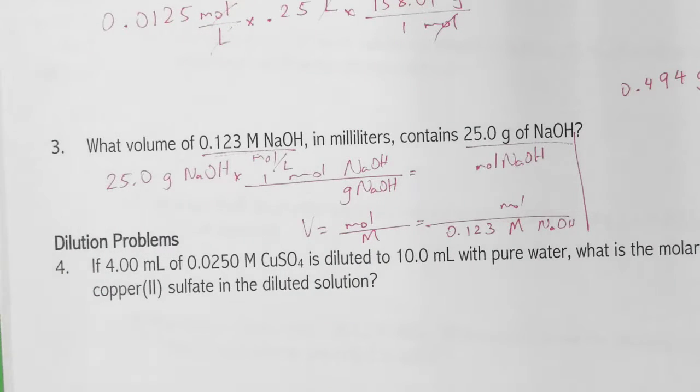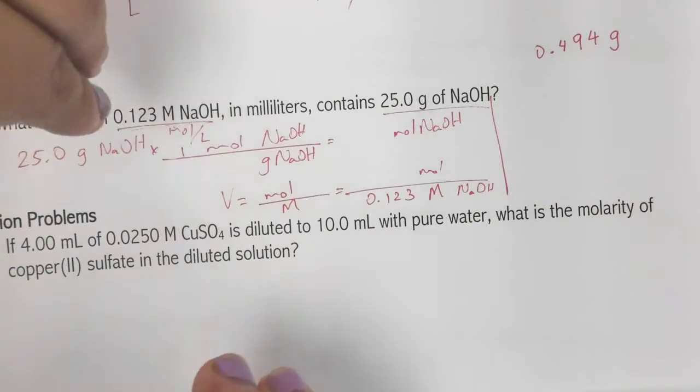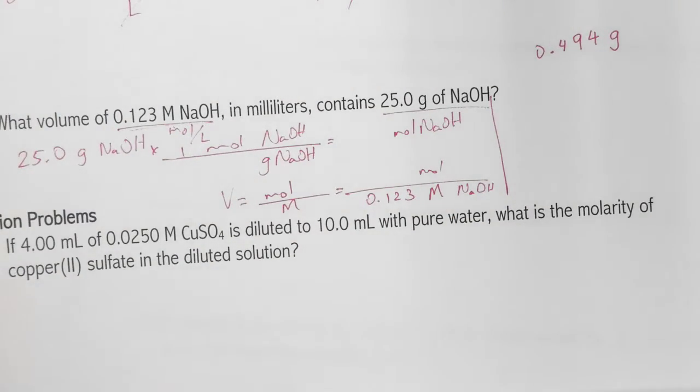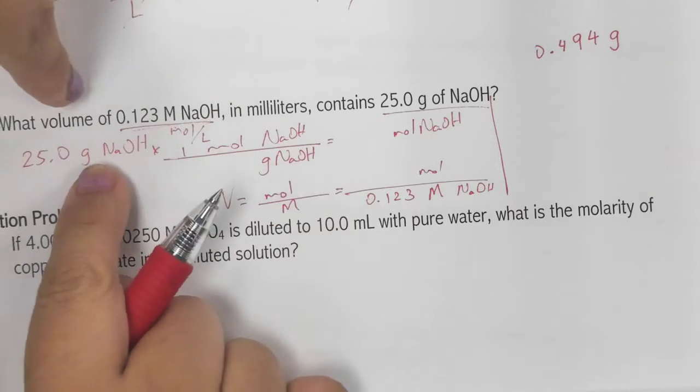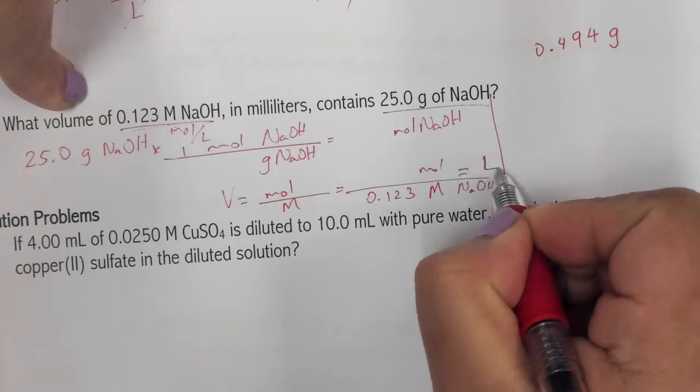Now, can you do it a different way? Yeah, you can do it a different way. So this one, I did multiple steps. I also sometimes like to do one step. Here's how I do it. I notice that I want to look for milliliter, right? Notice that this is going to give you liter.